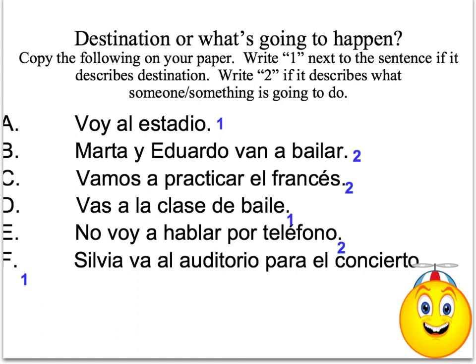And Silvia va al auditorio para el concierto. Silvia is going to the auditorium for the concert. And I'm just using a destination there, saying where Silvia is going. Again, when I check notes, I want to see that these are written down at the bottom of that ir a infinitive note sheet. Pause if you need more time.